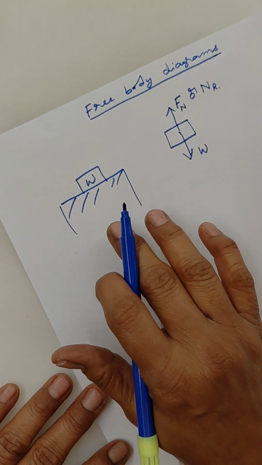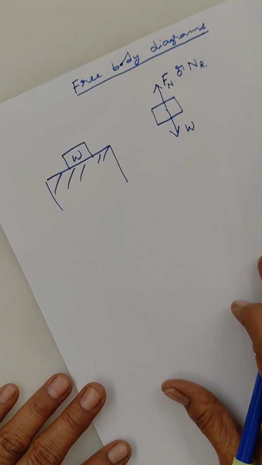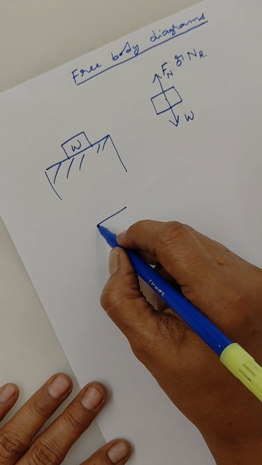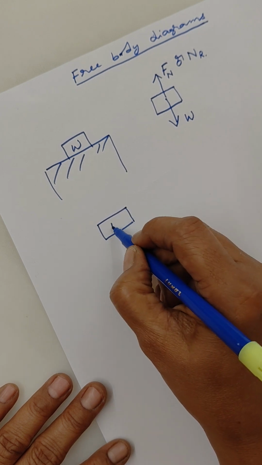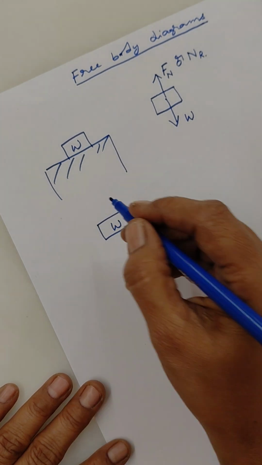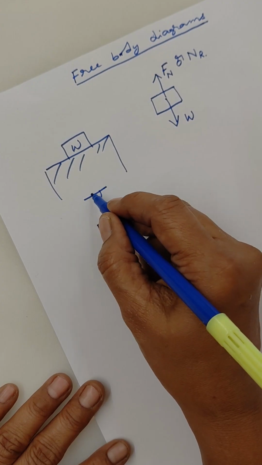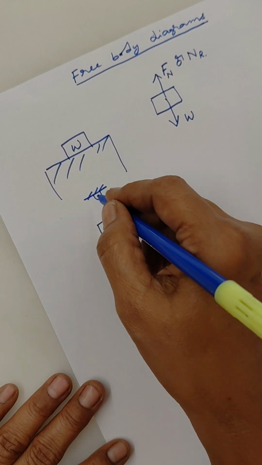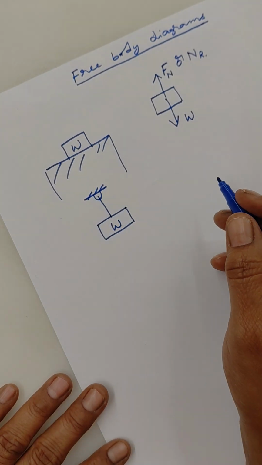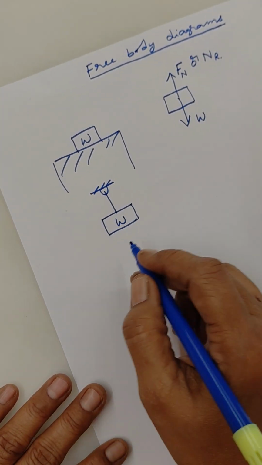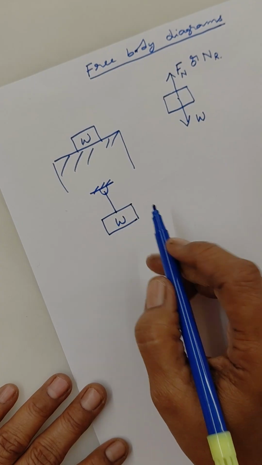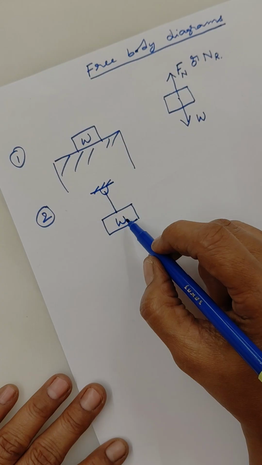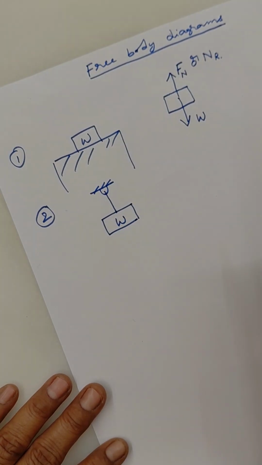So now let us see another example, right, where again let us take a block of weight W, but it is held by a string. It is hanging in the air with the help of this string. Let us say like this, right? This was example 1, and of course this is example 2. So what are the different forces that are acting on this one?